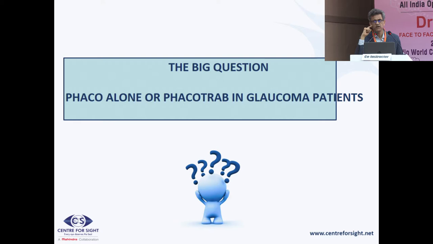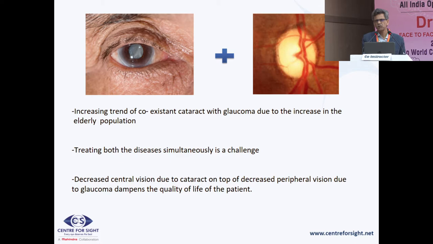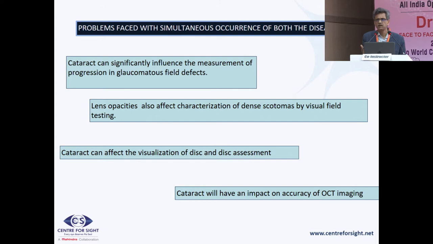So why is it becoming a greater problem? All of you are facing it. There is an elderly population rising, they have cataracts, and now we are detecting glaucomas. And once you detect glaucoma, the problem is, you can't do a proper field, you can't check the disc properly because of the cataract. You cannot do any OCT, like Sunita told you so many times. The OCT is such a difficult thing to do, especially in these cases. Not only that, their peripheral vision is gone because of glaucoma, the central vision is gone because of cataract, and you are wondering what to do.